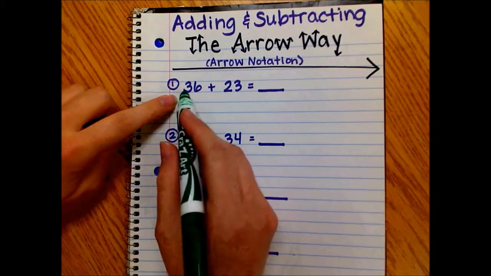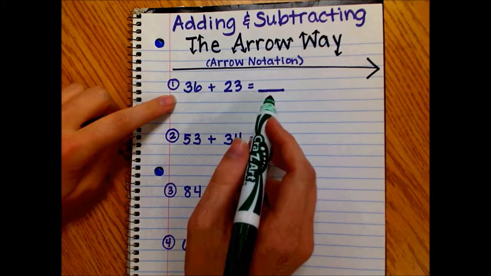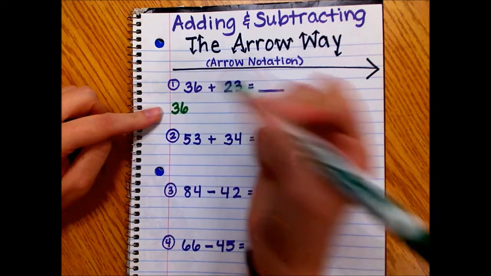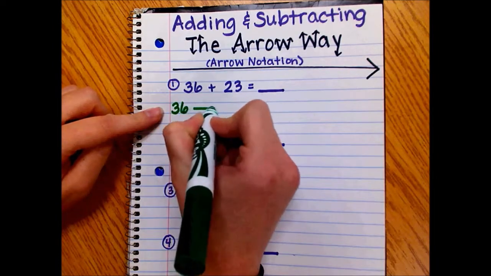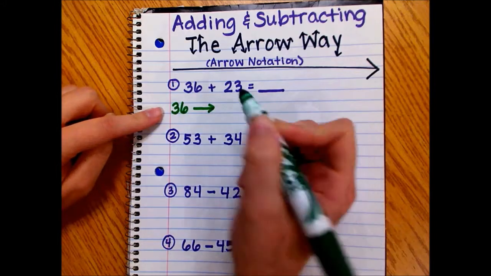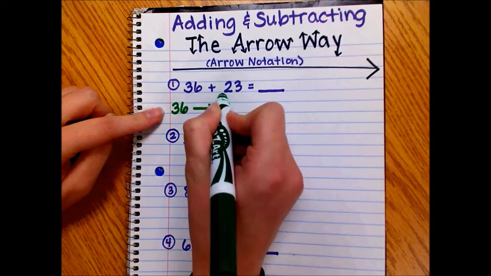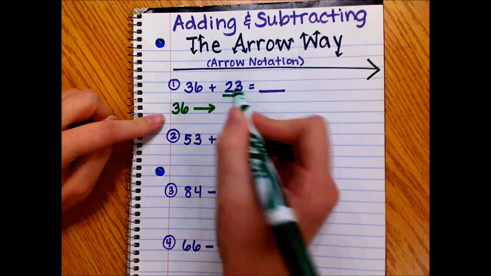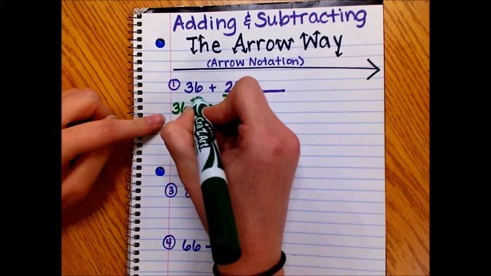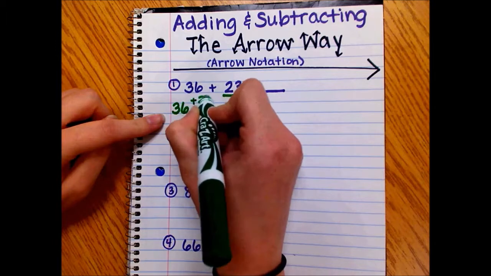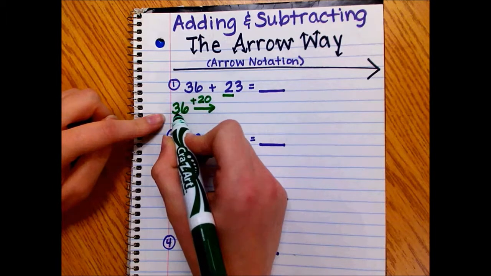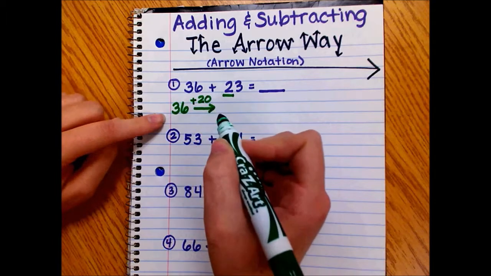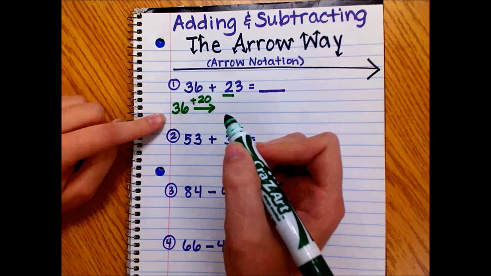So if we start with 36 plus 23, we know we're going to start at the number 36. I'm going to draw an arrow, and the first thing I'm going to do is add the value of the tens. There's a 2 in the tens place, so I know 2 tens equals 20. So I'm first going to solve 36 plus 20. Students can solve this problem two different ways.